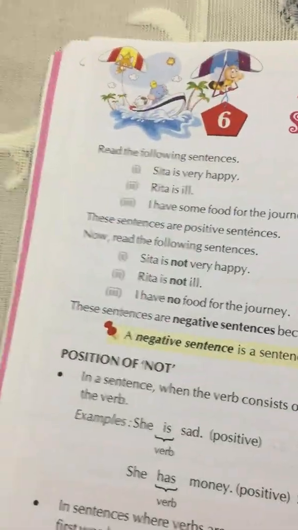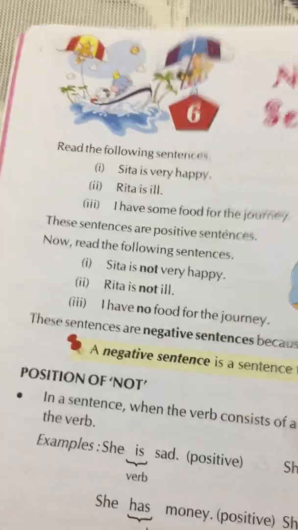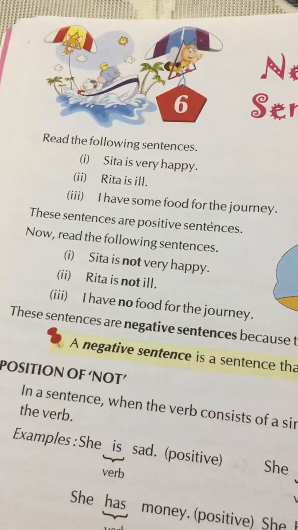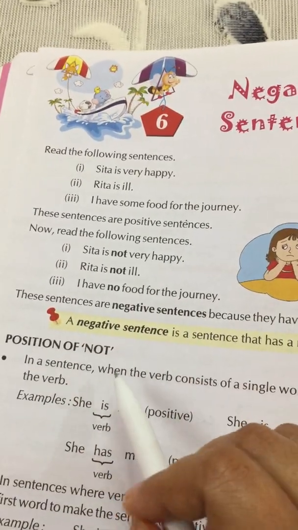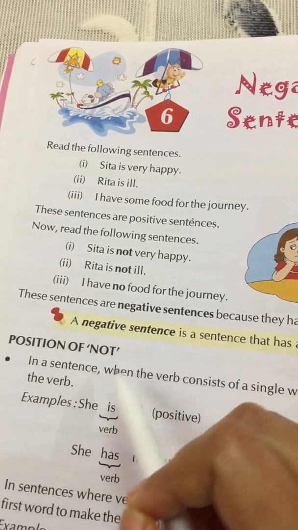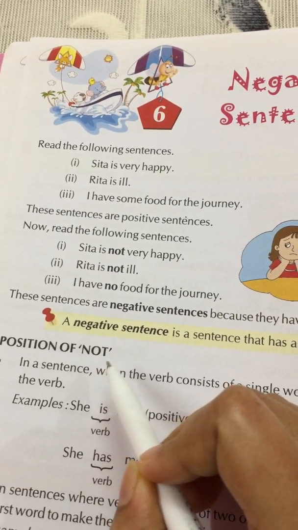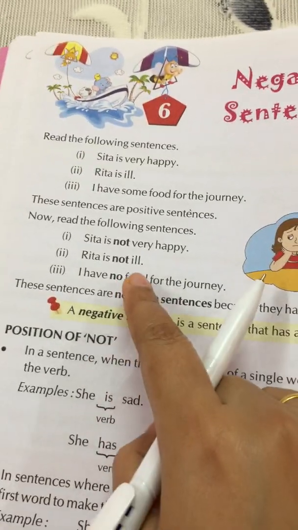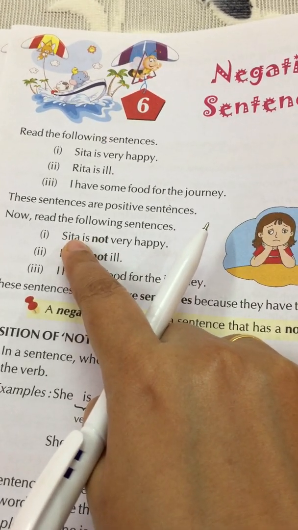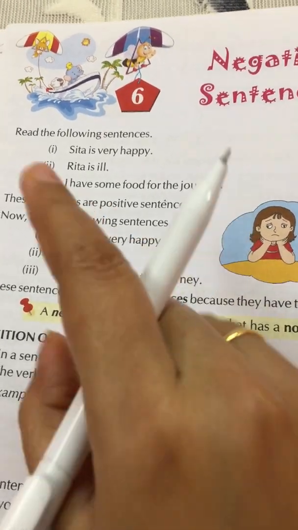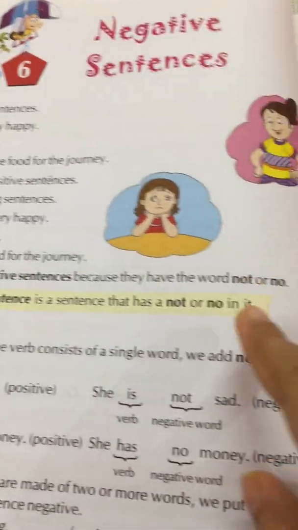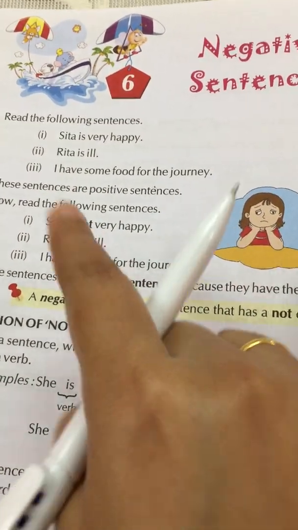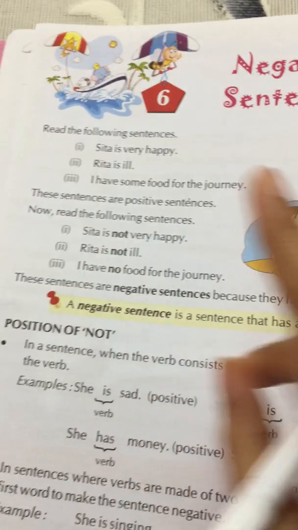Okay, now here we will understand the position of not. Position means in a sentence where we have to put not. We will understand this concept, where we have to put not in a sentence. We should know where we have to put no and not within a sentence. You cannot put not here: Sita not is very happy. No, there is a rule wherein you have to put the word no or not in the correct position. That you should know. Alright?